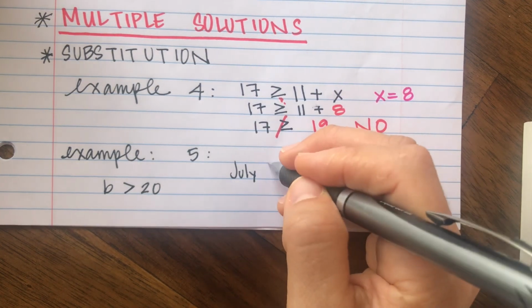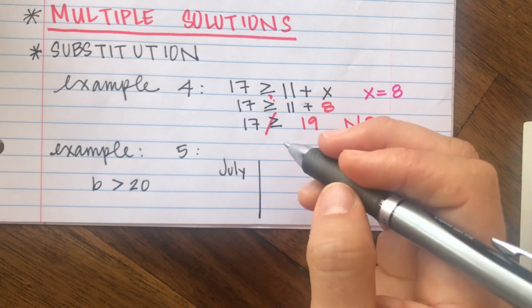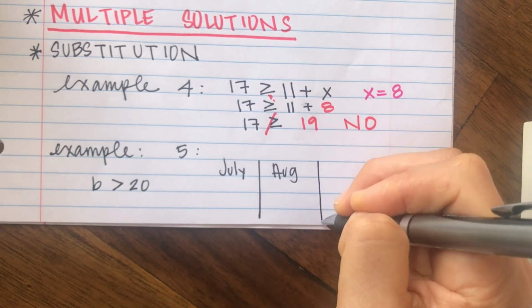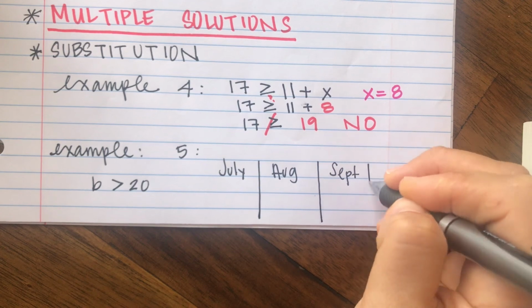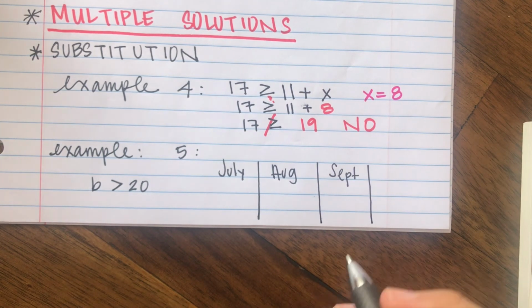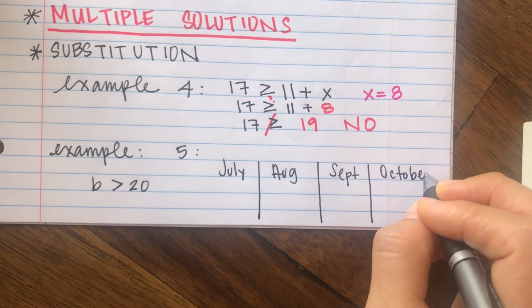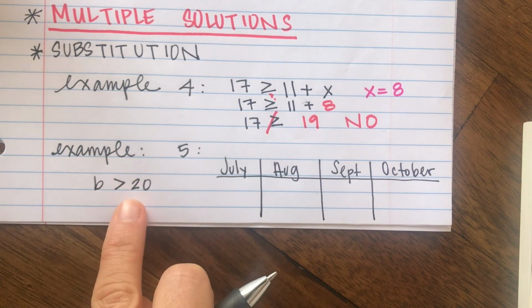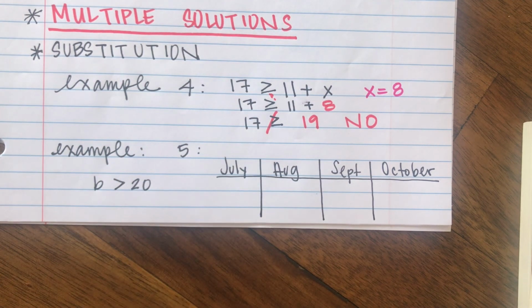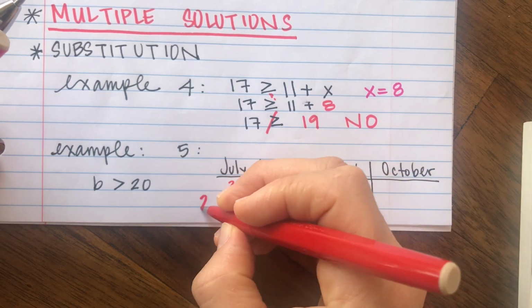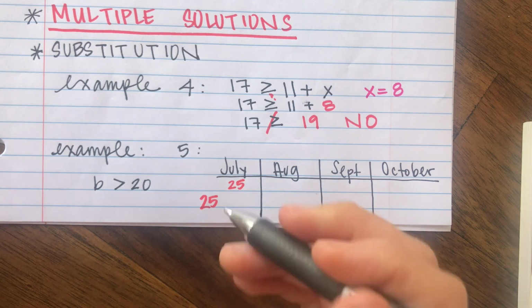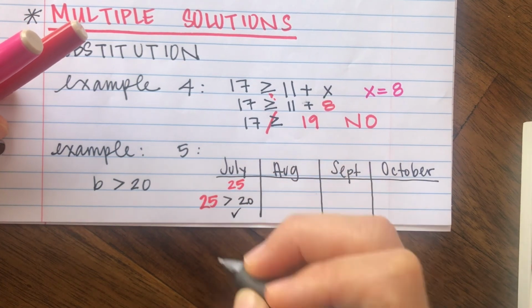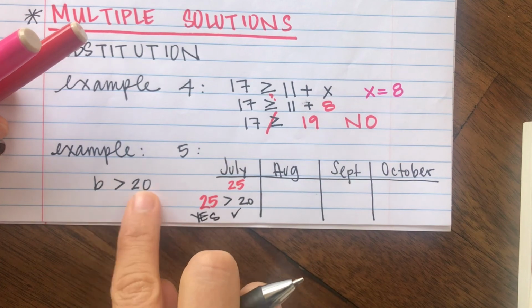So what I'm going to do is I'm going to write July. The question is for July, August, September, and October. And in this problem, you really don't have to solve anything. You just have to substitute. If this is our inequality, B is greater than 20. In the month of July, she sold 25. So if B is equal to the number of balloon bouquets, and I'm going to write 25 is greater than 20. Is this true? Yes, because I'm working with this inequality here.